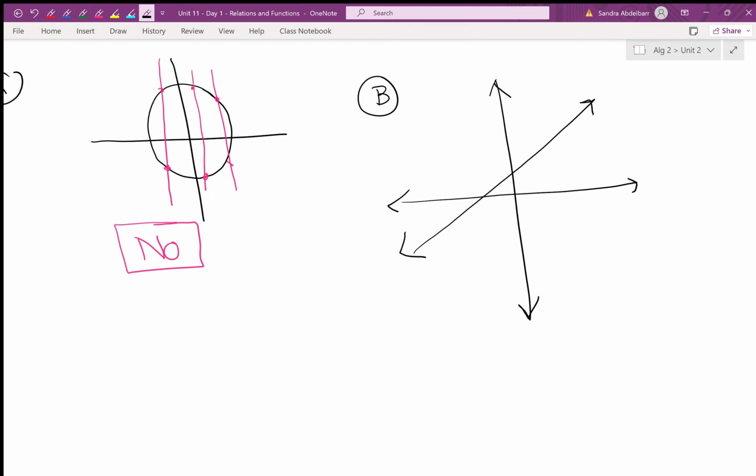Okay, so what about this linear equation? Is this linear equation a function? Well, let's see. I'm drawing my vertical lines. In these vertical lines, am I intersecting the graph at more than one spot? No, so is it a function? Yes.